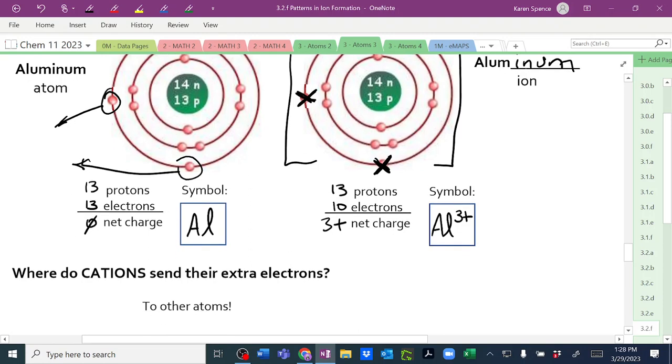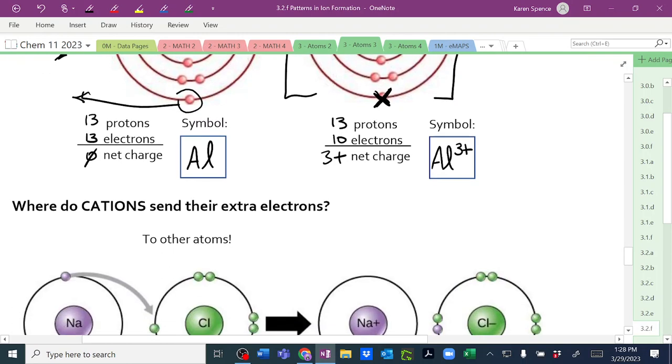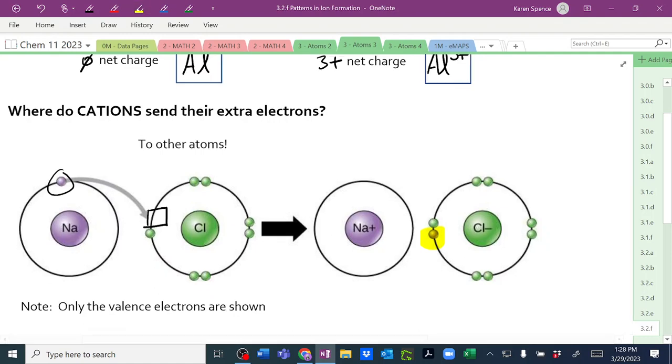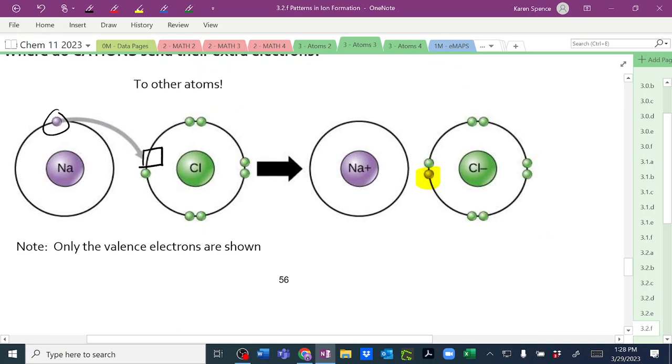Where do cations send their extra electrons? To other atoms. And look, here we go. We're only showing the valence shell, but here's sodium. It's got this 1 electron here, and chlorine has this 1 space here, and lo and behold, there it ends up, and everybody now has a full shell, which is nice and stable. Don't use the word happy. Atoms don't actually have emotions.